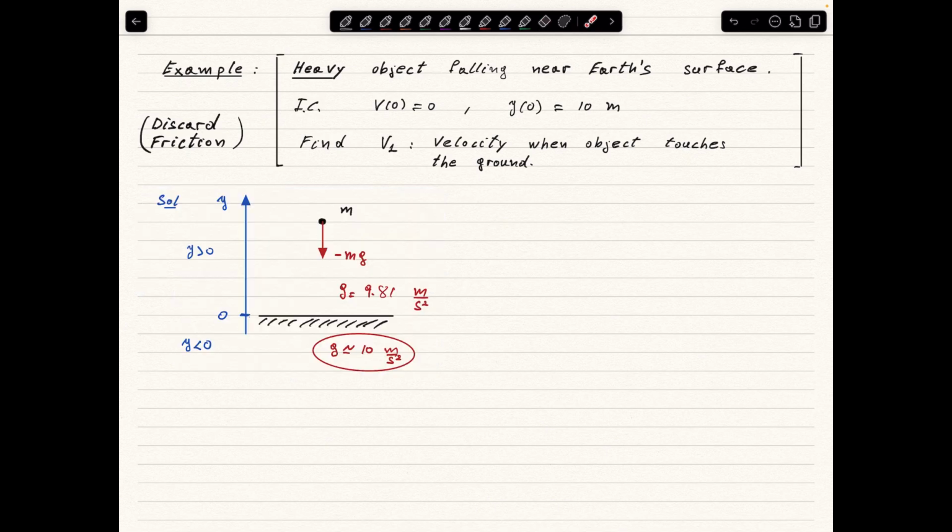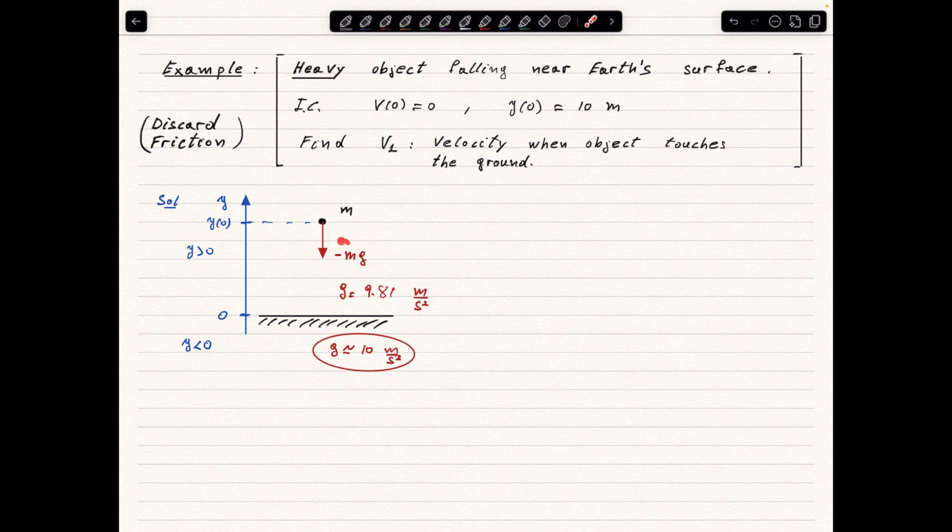So this is our system. We have the ground, we have an object, and we have an initial position that maybe is a good idea to write down. Suppose this is our initial position that we call y at 0, that is the 10 meters, and the initial velocity is going to be 0, and the object is falling, and it is falling because the weight is always acting, the acceleration of gravity is always acting on the mass of the object, and we have the weight force acting on the object.